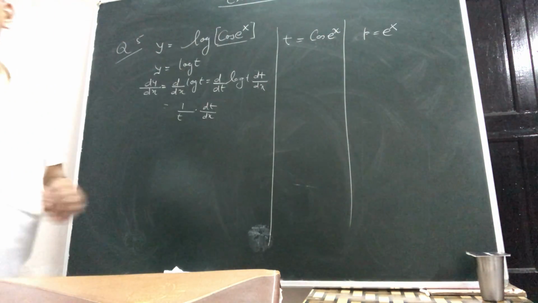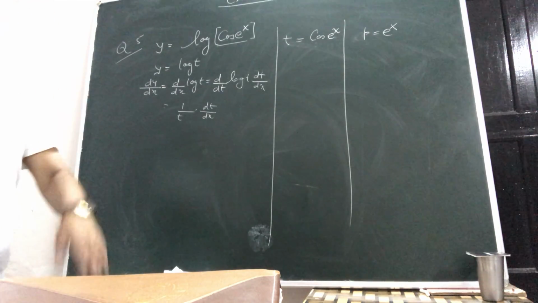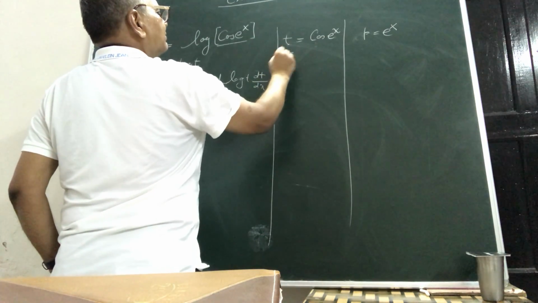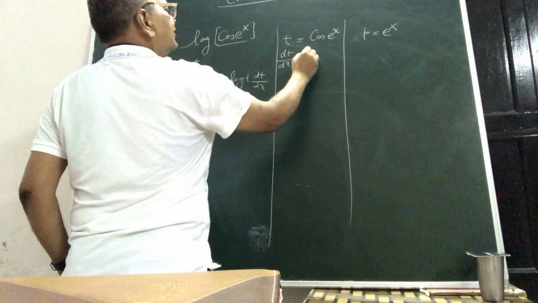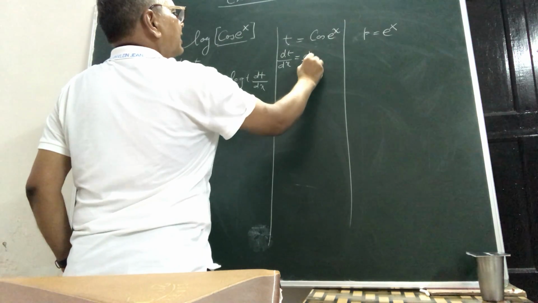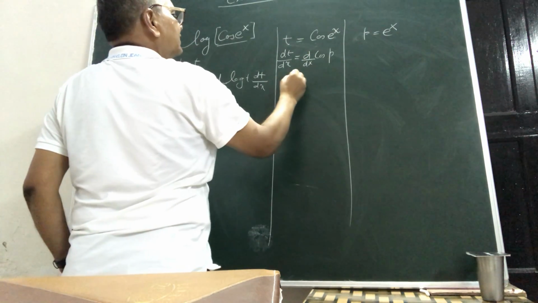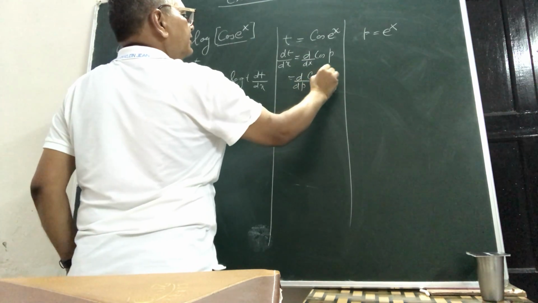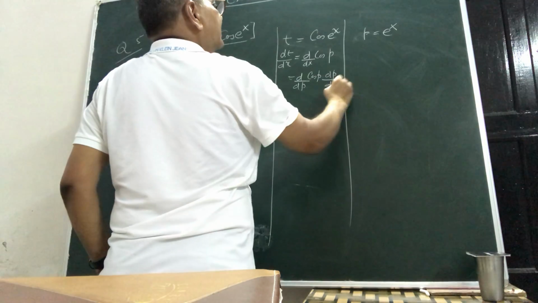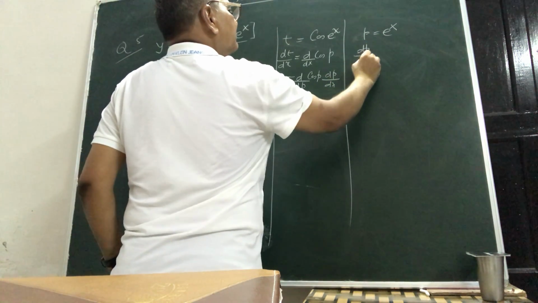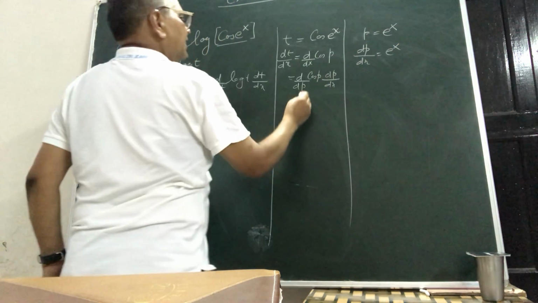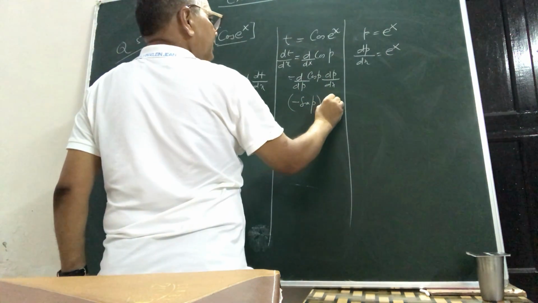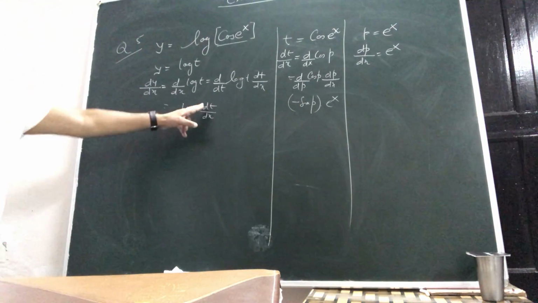Because in the composition of the function, the internal function has to be kept equal to some variable, and then this is dt by dx. You will differentiate with respect to x, d by dx of cos p, and this will give you d by dp of cos p into dp by dx. dp by dx from here is nothing but e raised to power x, and therefore the derivative of cos p is minus sin p, and dp by dx is e raised to power x. This value you have to substitute here.